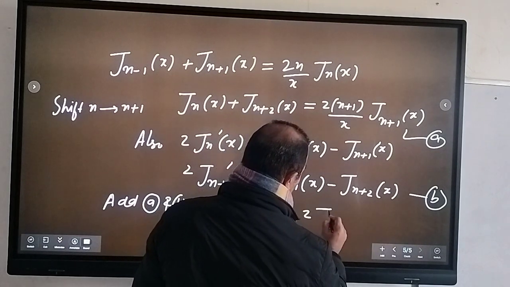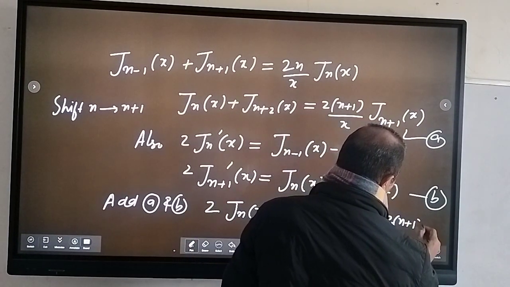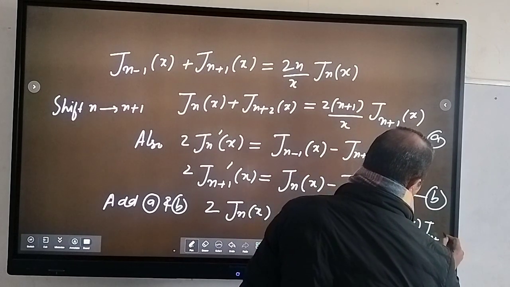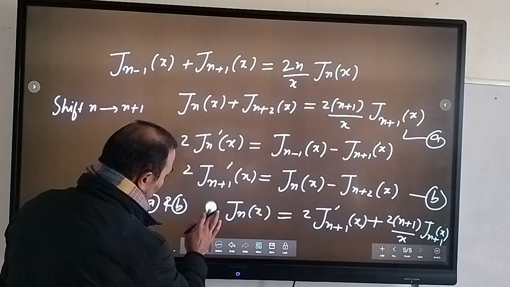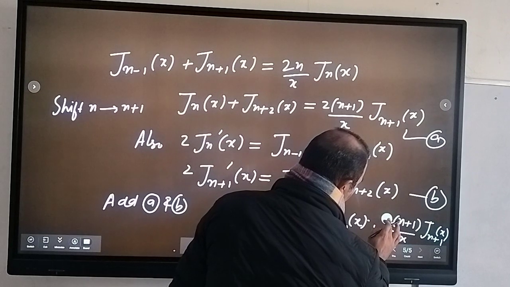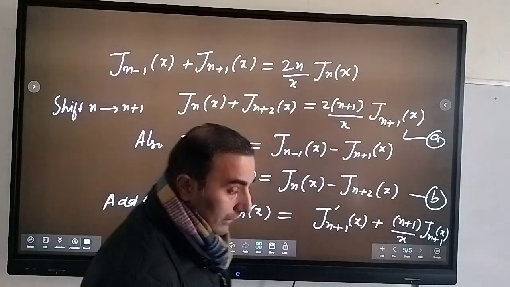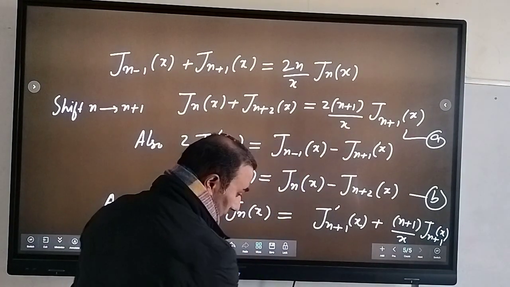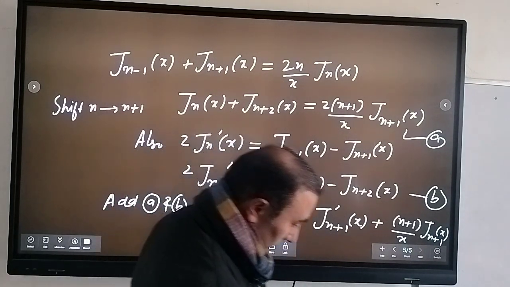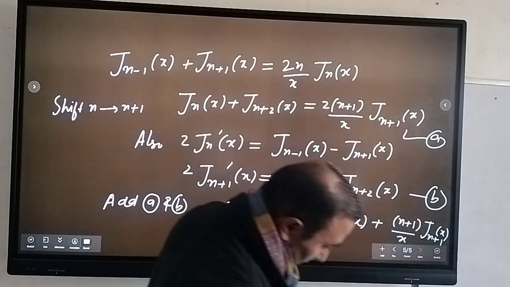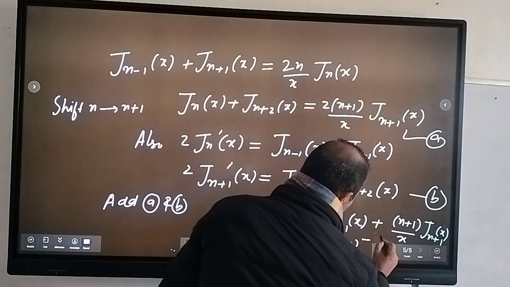that is twice J dash of. Because 2 is the same everywhere, you can rewrite this simply as this term. So this is what we get when you add these equations. And similarly, you can get one more relation, that is, Jn of x will be equal to, again, J dash of n plus 1 of x, and minus this whole system.